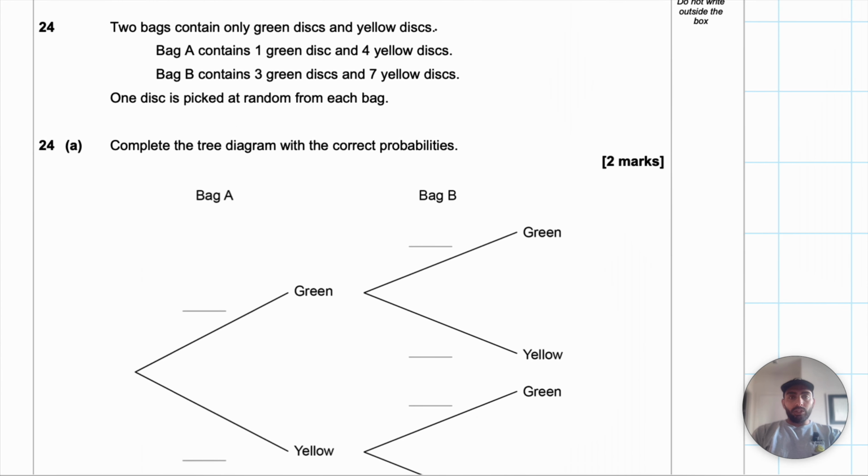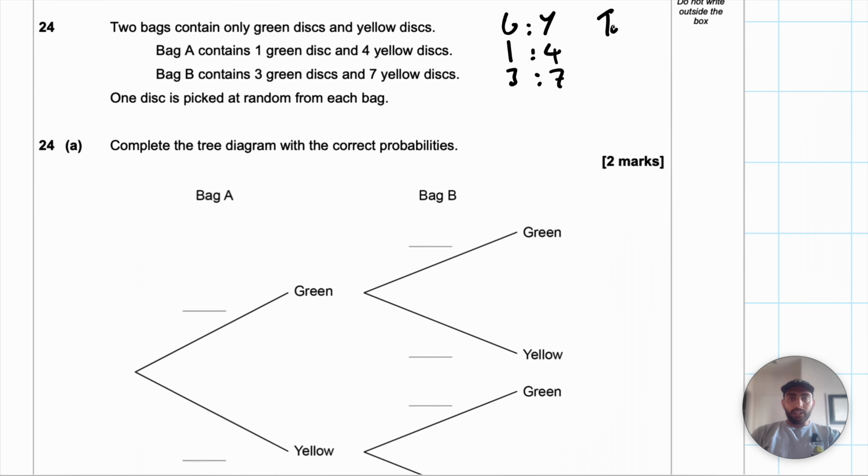Question 24. 2 bags contain only green discs and yellow discs. So we have green and yellow. Bag A contains 1 green disc and 4 yellow discs. So it's 1 to 4. Bag B contains 3 green discs and 7 yellow discs. So it's 3 to 7. 1 disc is picked at random from each bag. Complete the tree diagram with the correct probabilities. So here it's telling us 1 disc is picked at random from each bag. So the first one is separate to the second one.